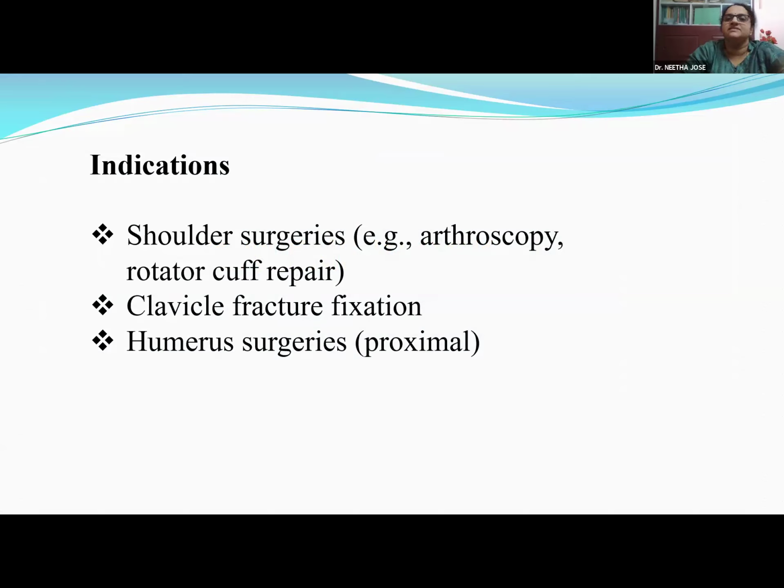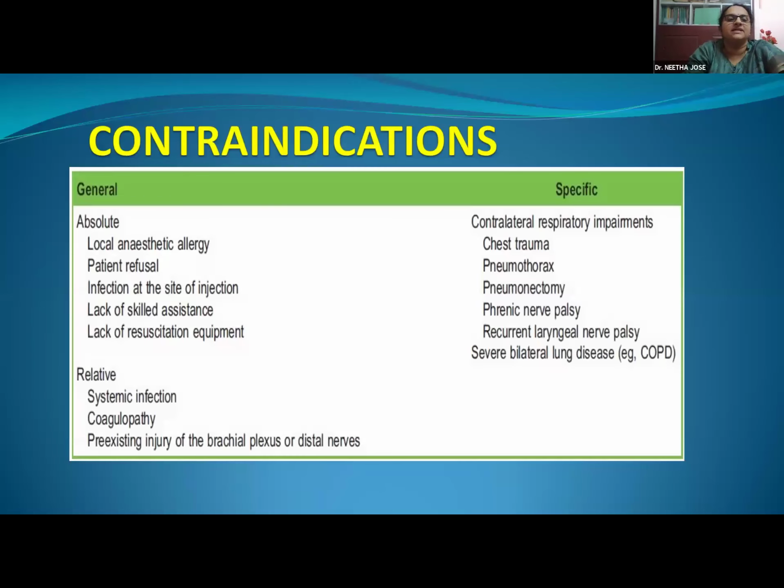The contraindications: there are general and specific contraindications. General includes what we all know: local anesthetic allergy, patient refusal, infection at the site of injection, systemic infection, coagulopathy, and pre-existing injury of the brachial plexus or distal nerves. But there are specific ones for interscalene brachial plexus block, that is contralateral respiratory impairments.